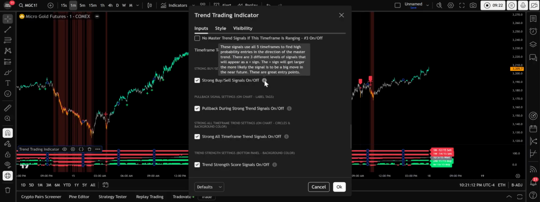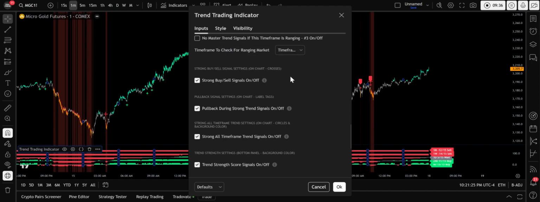Again, you can hover your mouse over here to read through everything if you forget. But these are just typically high probability entries in the direction of the master trend. So the bigger the cross is, the more likely it is to give us a good push in that direction. Of course, just because something is trending for a little bit doesn't mean it's going to keep trending. So trail your stop losses and manage your trades effectively. Don't just expect these trends to continue on forever just because you got a signal.